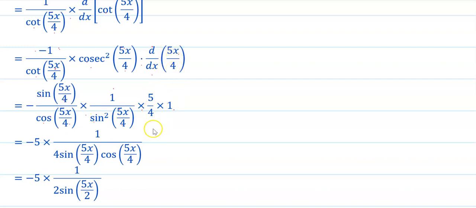Okay. Further simplification. This is a sin of 5x/4. Here is a sin square 5x/4. So one sin will get cancelled. And therefore here is a 4, 4, 5, 5, minus sign. Okay. Minus 5 by 4, sin of 5x/4 into cos of 5x/4.